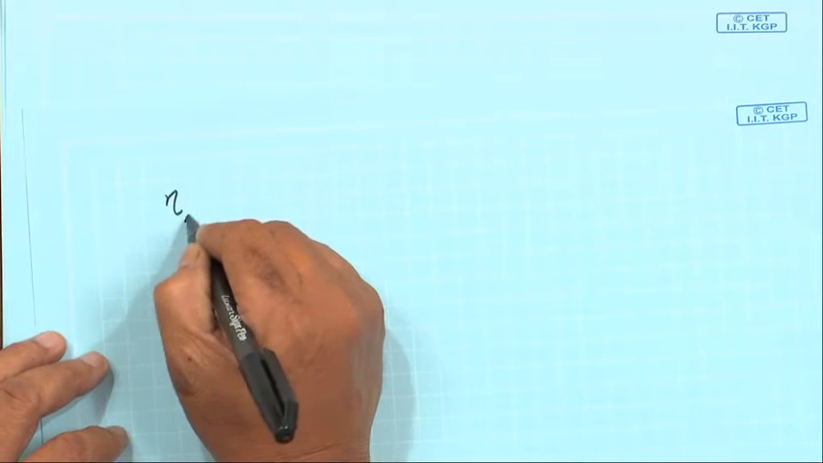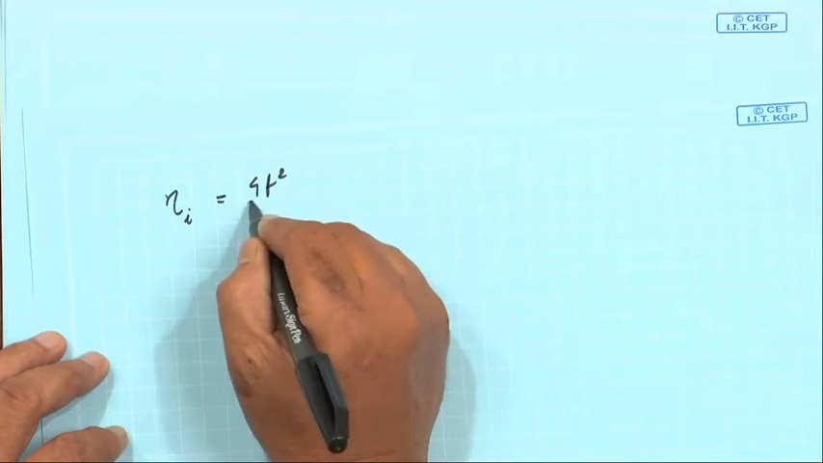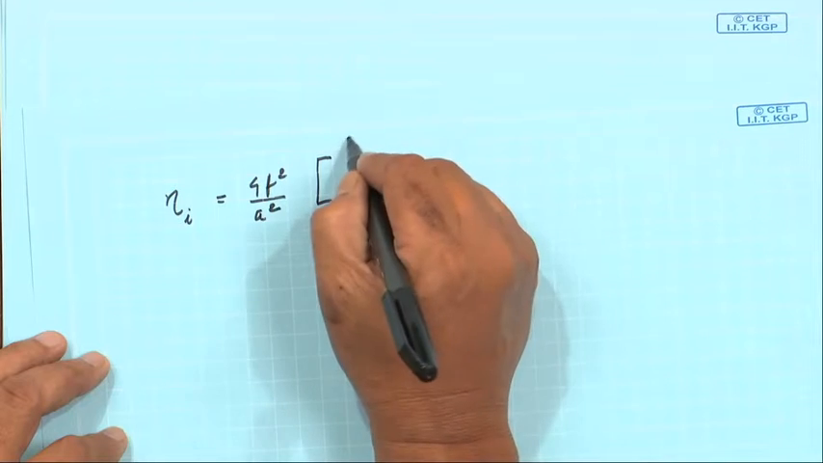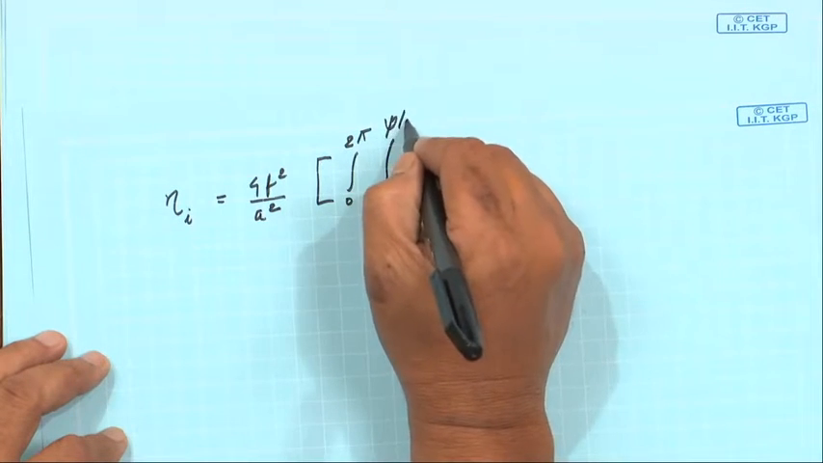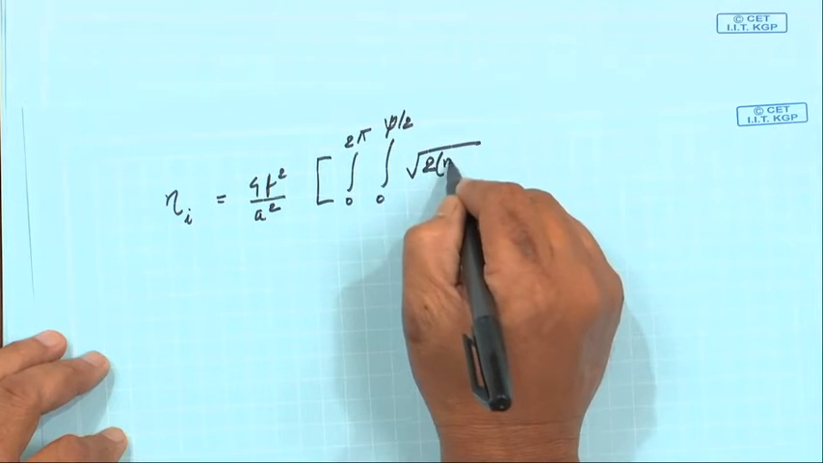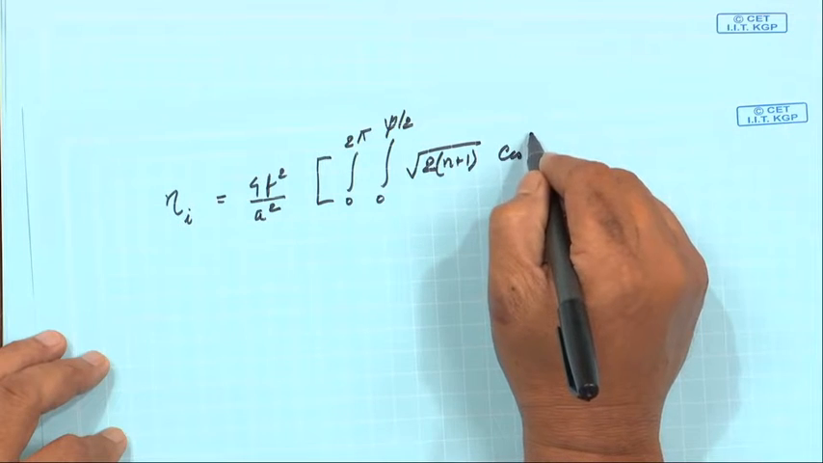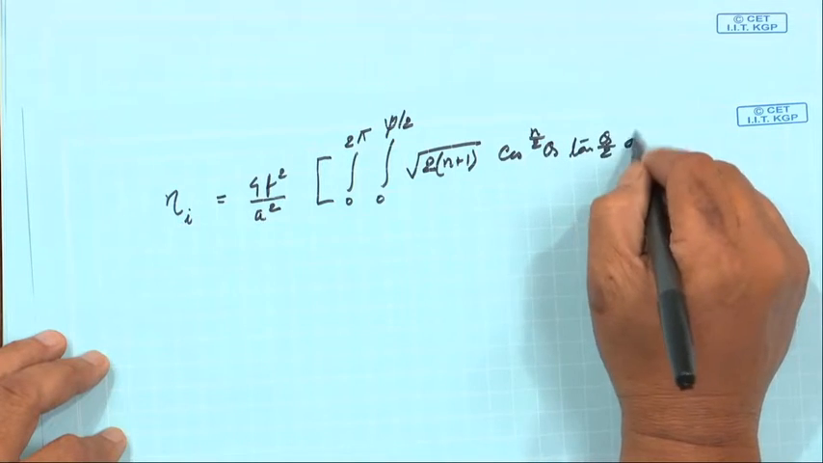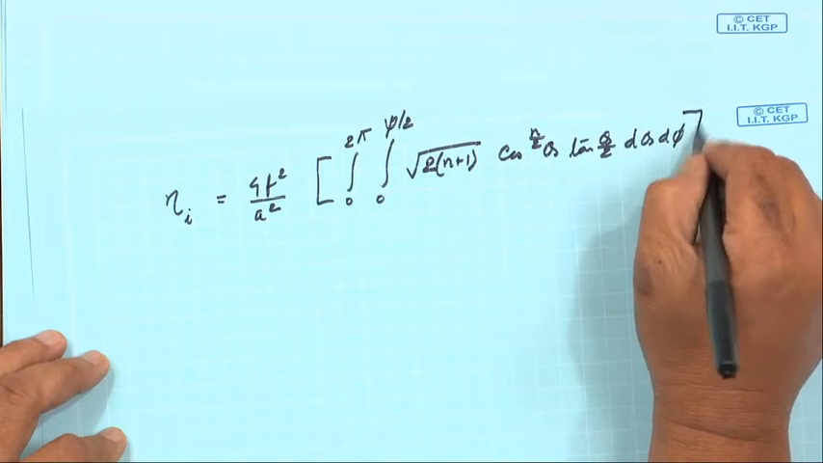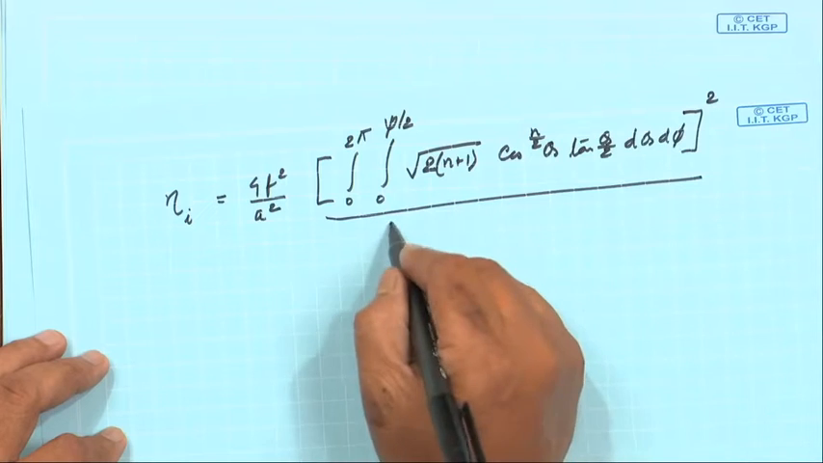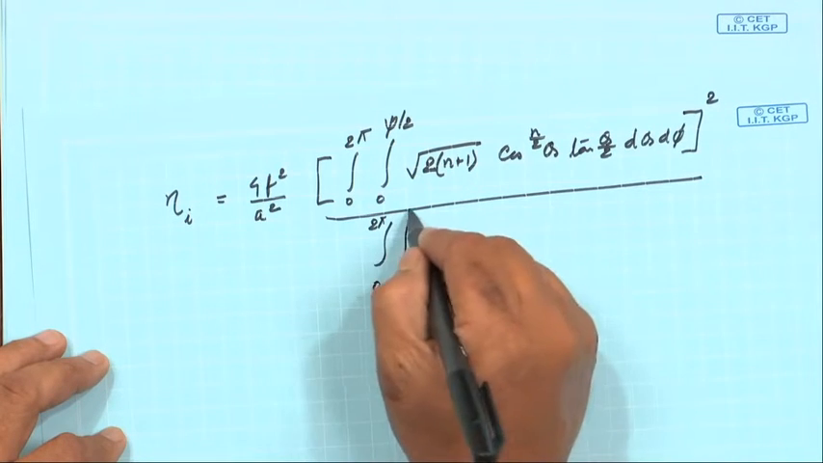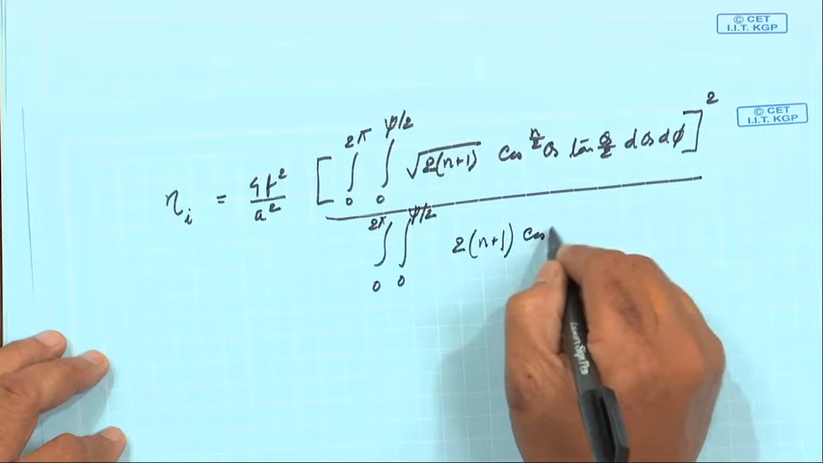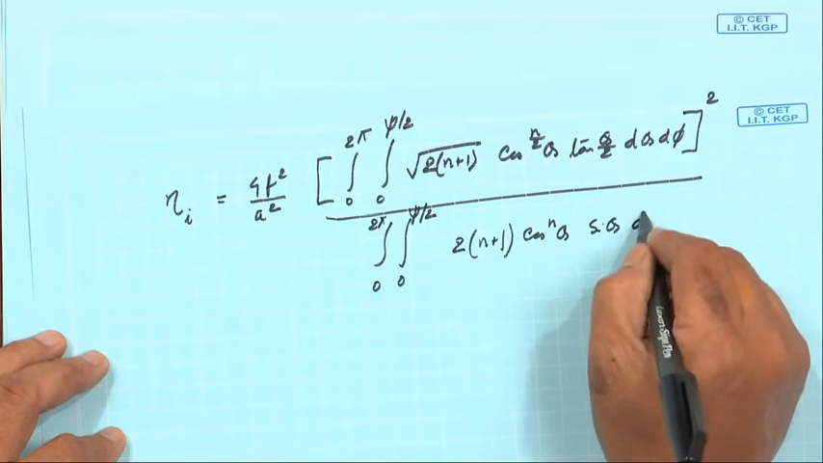And now also with this choice of g(theta, phi), what will be the illumination efficiency? Eta_I is 4 f square by s square, integral 0 to 2 pi, 0 to psi by 2, of root over 2n plus 1 cos to the power n by 2 theta tan theta by 2 d theta d phi, this thing squared, divided by the integral 0 to 2 pi, 0 to psi by 2, of 2n plus 1 cos n theta sin theta d theta d phi.